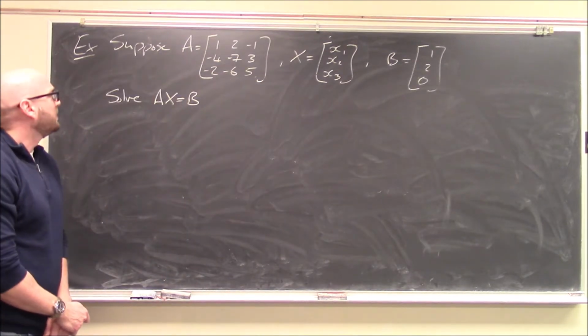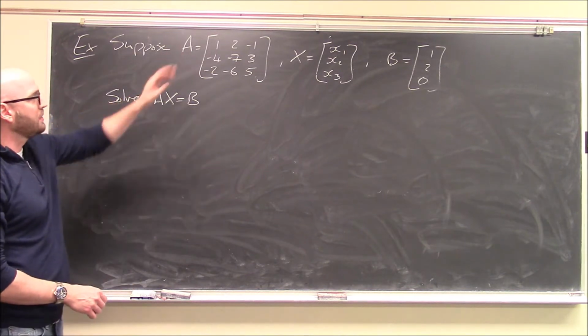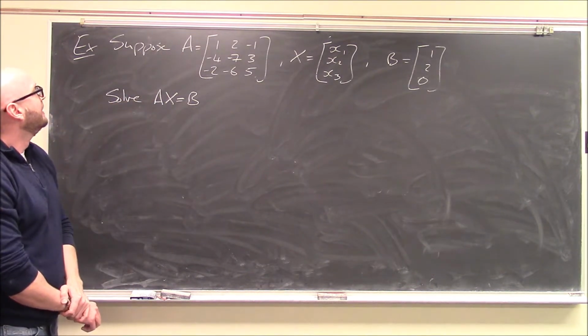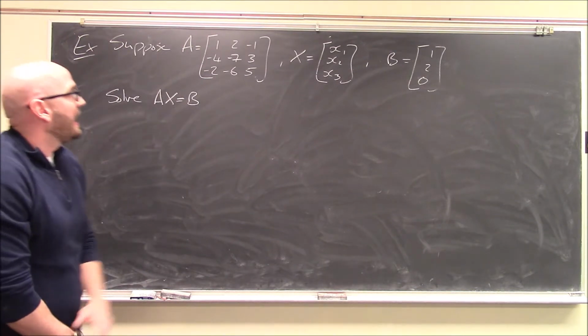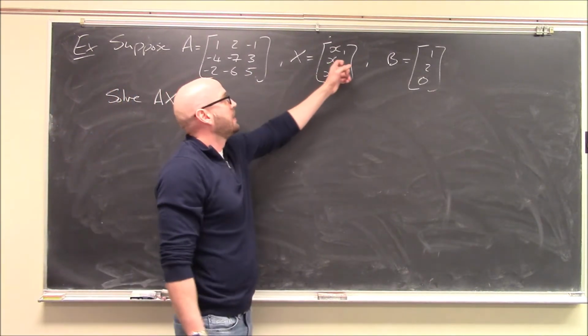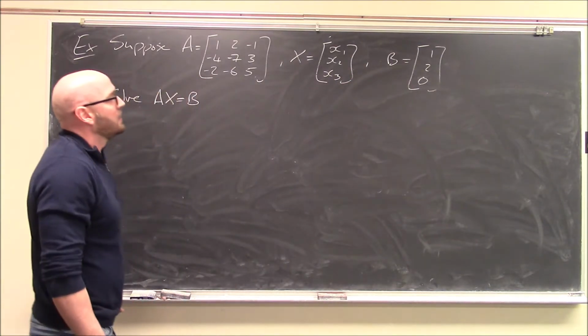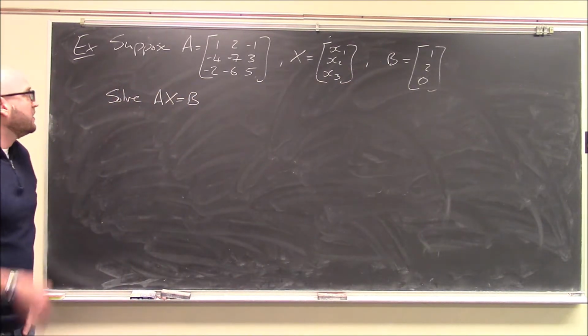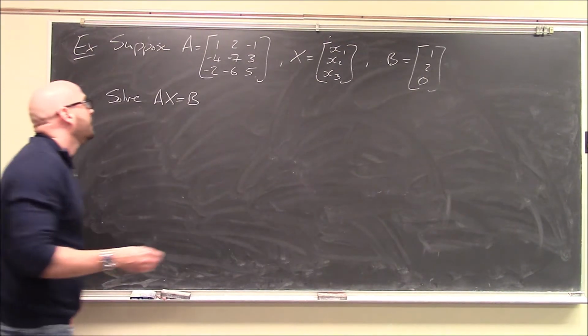Okay, so same thing, but now we have some actual matrices here. A is this 3 by 3 matrix: 1, 2, minus 1, minus 4, minus 7, 3, minus 2, minus 6, 5. X is our unknown column matrix, x1, x2, and x3. And B, I've given you a column matrix there, 1, 2, 0. So once again, we're asked to solve AX equals B for these particular matrices.